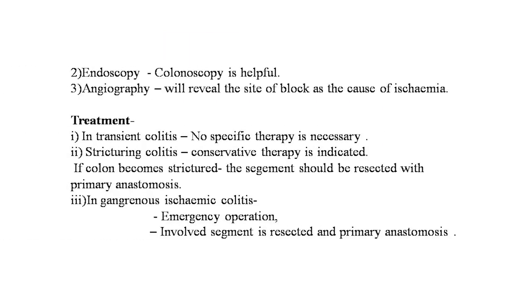Now the next investigations in ischemic colitis are endoscopy and colonoscopy, which are helpful. Angiography will reveal the site of the block as the cause of ischemia. Now the treatment: in transient colitis, no specific therapy is necessary, and in stricturing colitis, conservative therapy is indicated. If the colon becomes strictured, the segment should be resected with primary anastomosis. In gangrenous ischemic colitis, emergency operation should be performed. The involved segment is resected and primary anastomosis should be done.